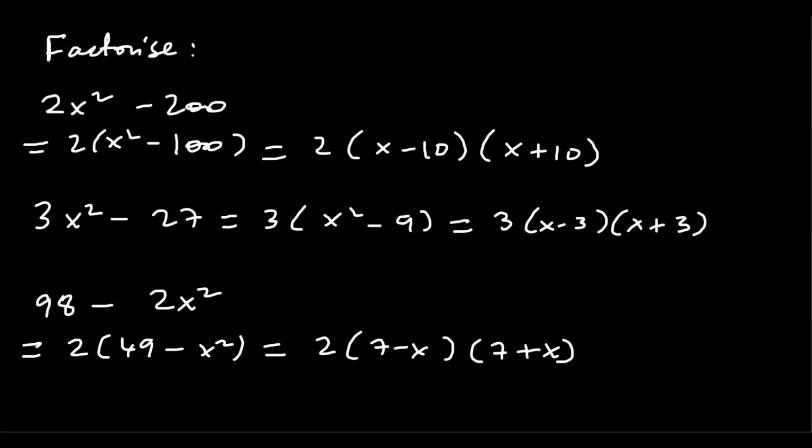And notice the order for this question, by the way. Because the 49 is first, and the x squared is being subtracted from the 49, we would write the 7 first, and then we would subtract x from that. So 7 minus x, 7 plus x, not x minus 7, x plus 7. That would be wrong.